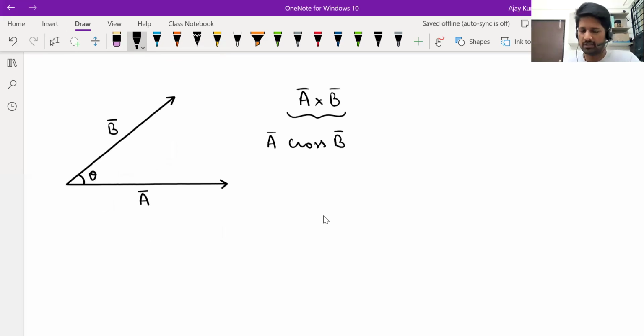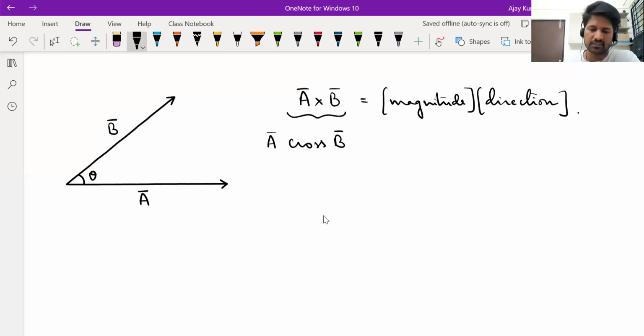Okay. You can't simply say multiplication also between two vectors because there are two different ways of multiplying vectors. So you must read it as A cross B. Now A cross B will be a vector quantity, as I said. And if it's a vector, then it should have a magnitude and a direction. Okay. Let's first consider the magnitude part, magnitude of A cross B.